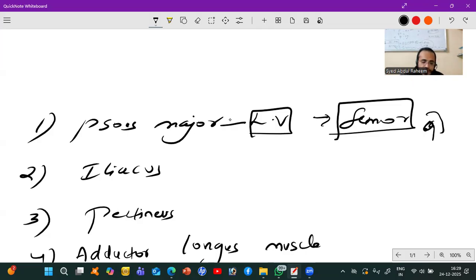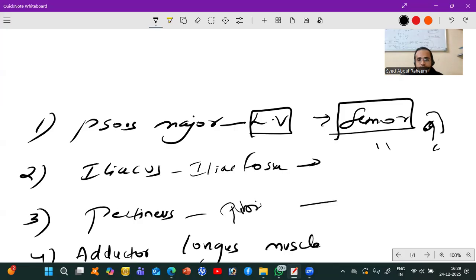Iliacus. Next is iliacus, which begins from the iliac fossa and is inserted on the lesser trochanter of the femur. Next is pectineus. Pectineus muscle is attached to the pecten pubis. It is attached to the pubis and inserted on the femur.